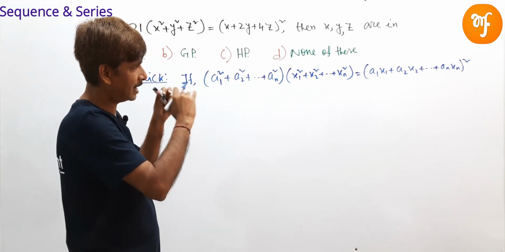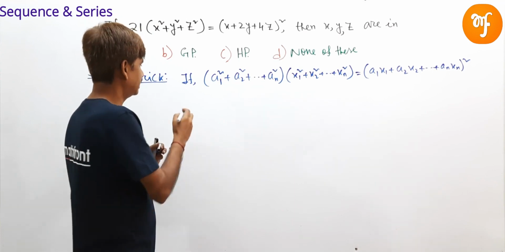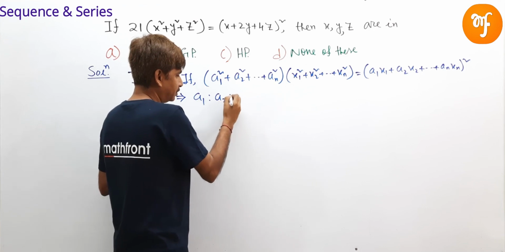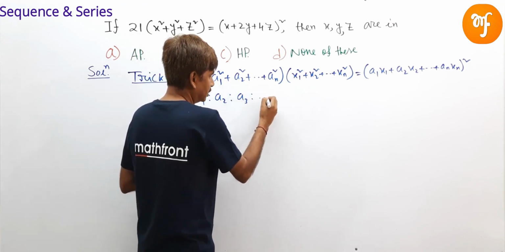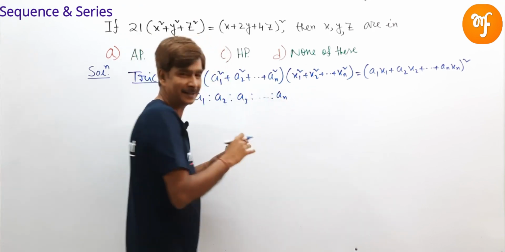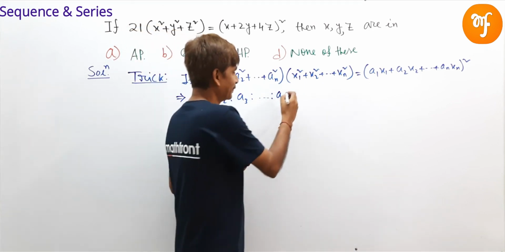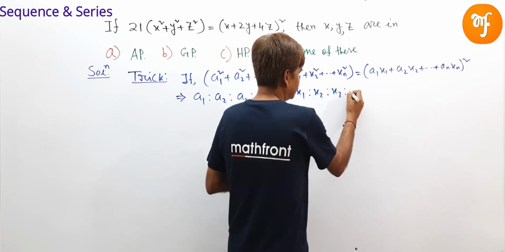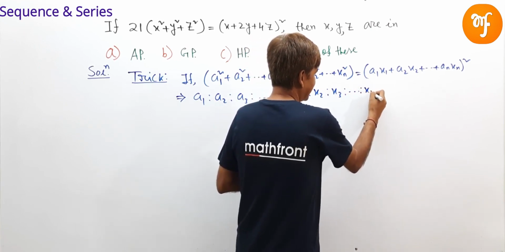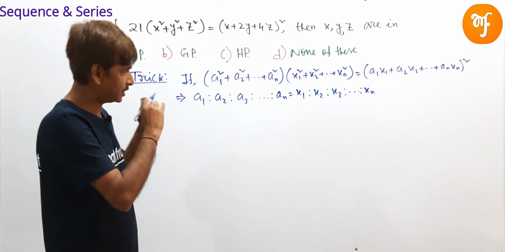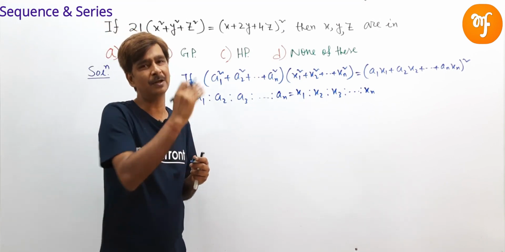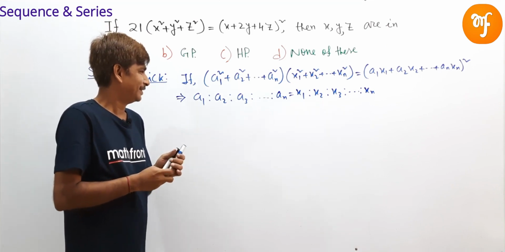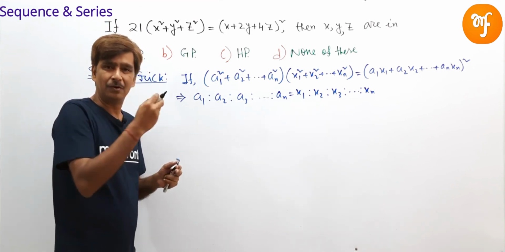So, if this identity happens, then we can say a1 is to a2 is to a3 is to till an is equal to x1 is to x2 is to x3 is to till xn. So, using this trick, we can solve this numerical in a quick way. So, please look at the solution.